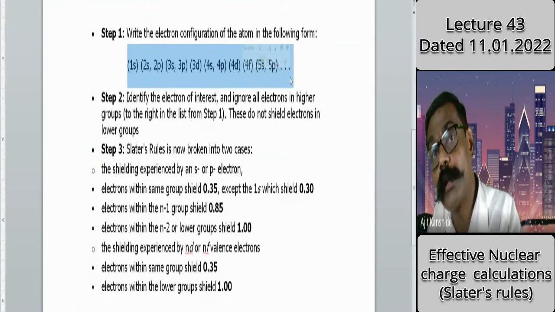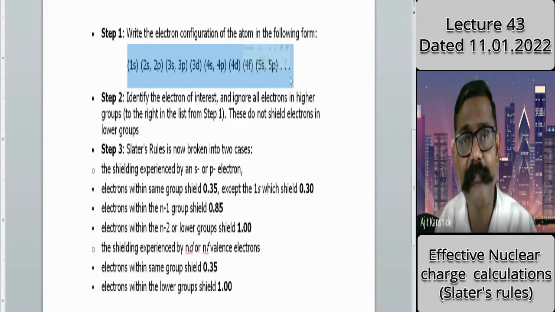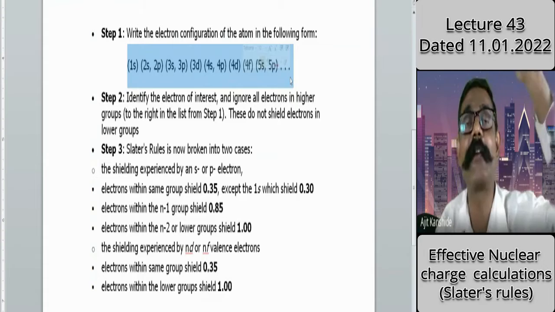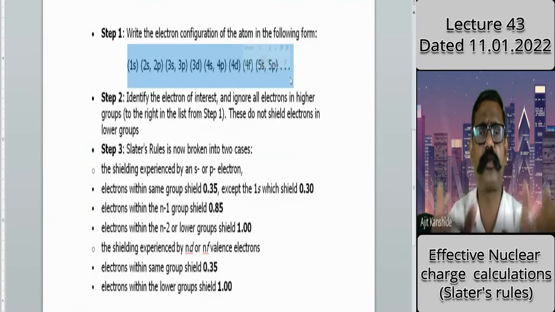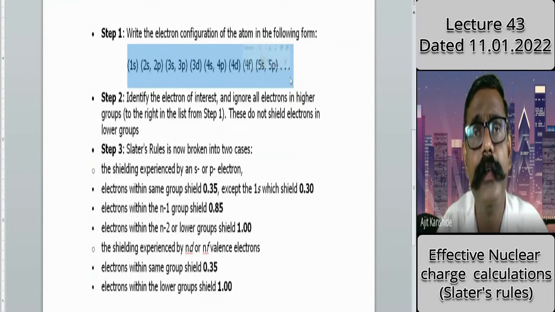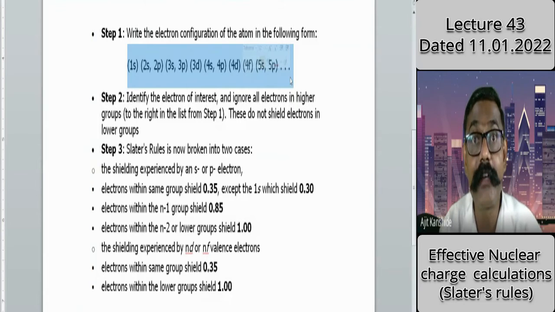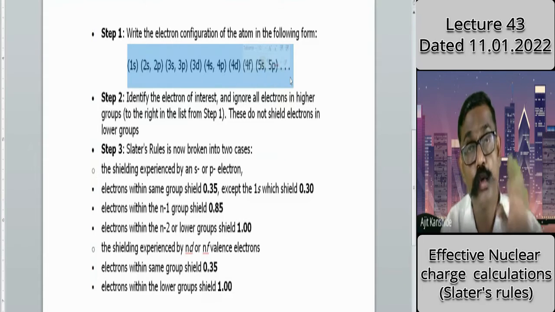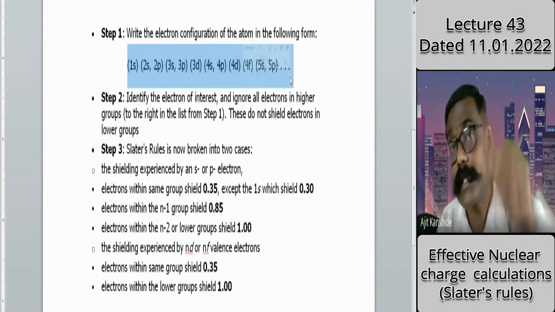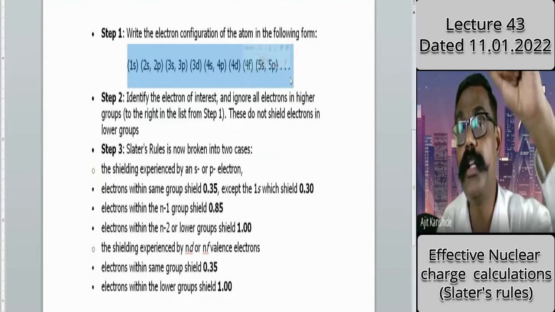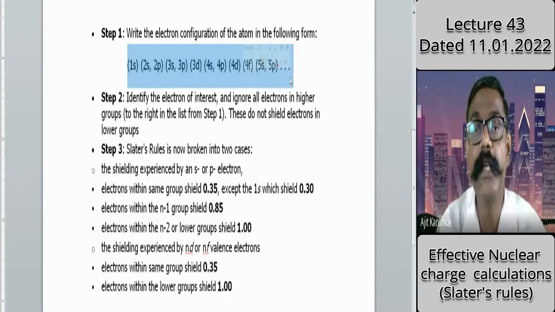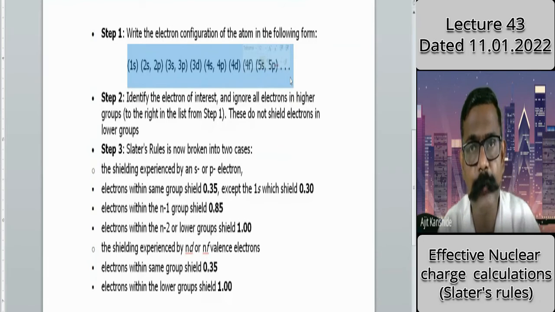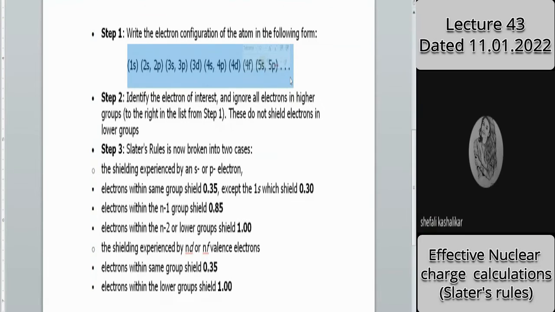Afterwards, there should be 5d, 5f. Actually, it depends upon the sequence, how we can proceed. But up to this many orbitals, the knowledge is sufficient. So what is the sequence? 1s, complete one shell. 2s, 2p, second shell. 3s and 3p are in one group. 3d is the next group. That grouping is very important. Is that first point of grouping clear to you?